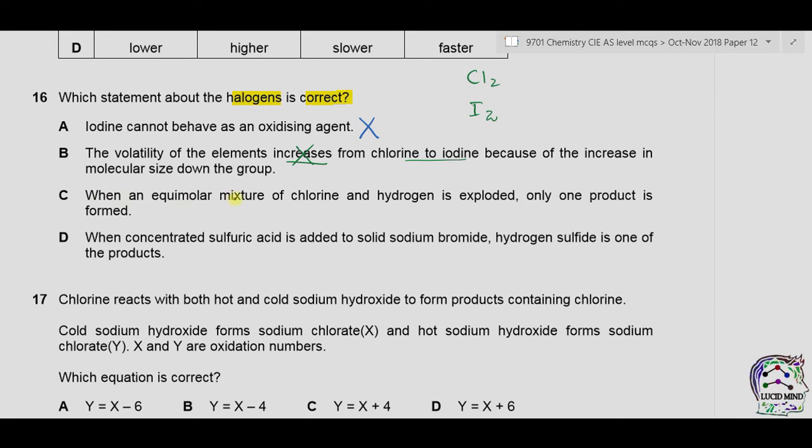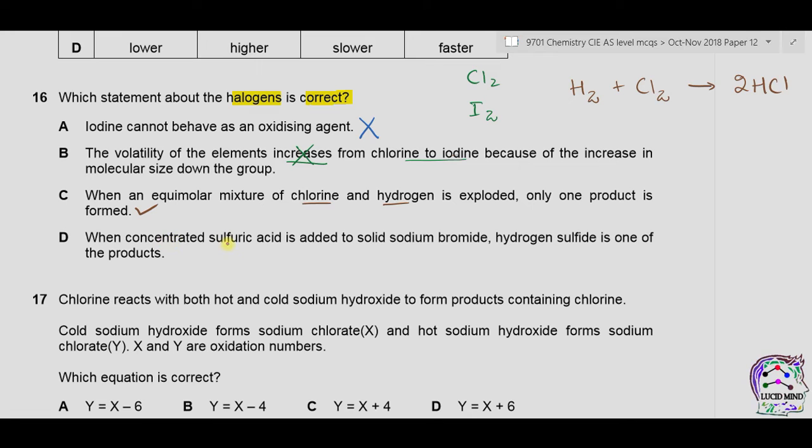C, when an equimolar mixture of chlorine and hydrogen is exploded, only one product is formed. Let's write the balanced equation. We have 1 mole of hydrogen that reacts with 1 mole of chlorine. It can form 2 moles of HCl. That is the only product that is formed. So C could be the correct option.